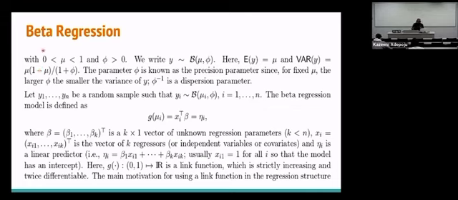Now the parameter phi is known as a precision parameter. I told you mu is the mean of the response, while phi now is the precision. How precise is my model? That is what it's going to tell us. So phi is known as the precision parameter, like I said. And for a fixed mu, the larger phi, the smaller the variance.